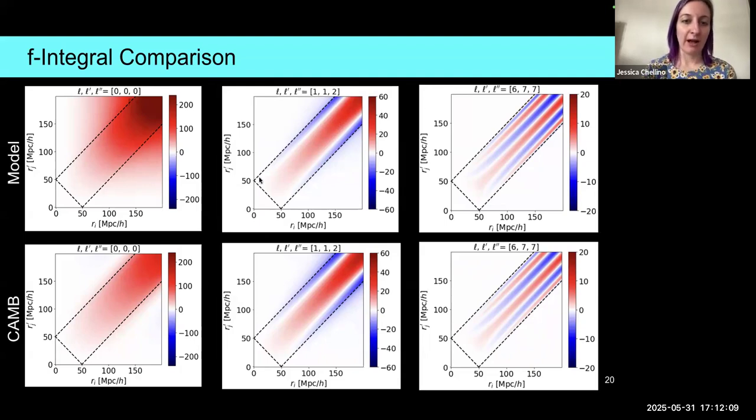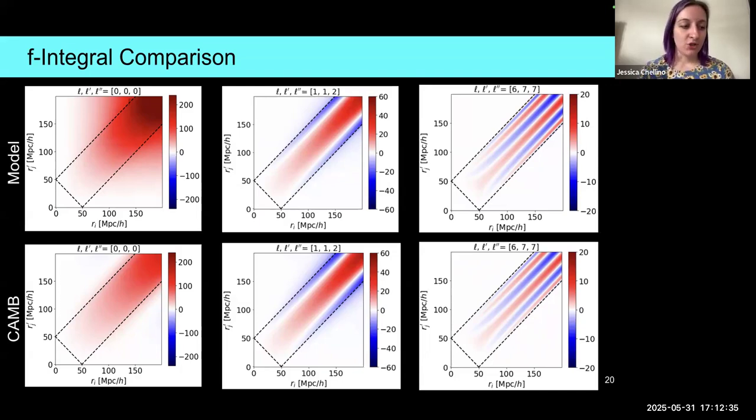Now, these black dashed lines trace the Heaviside functions that I showed in the analytic result. Within this rectangular region bounded by these black dashed lines, that is the region where r, r prime, and s may form a closed triangle. And what we're seeing here is that the F integrals have the greatest contributions when it's possible for r, r prime, and s to form a closed triangle.